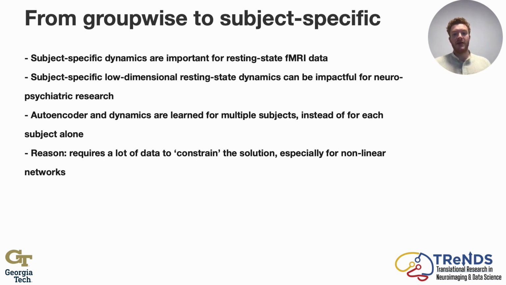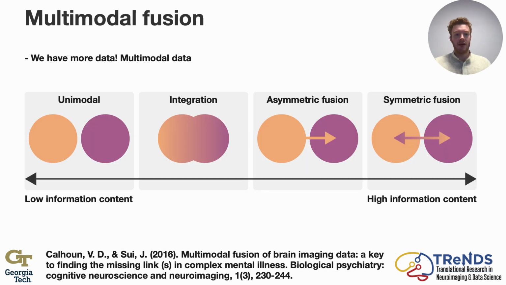One important way we think we can learn subject-specific dynamics is to use multimodal data. To give a quick introduction into multimodal data fusion, there are 4 main approaches to using multimodal data. These approaches rank from using a minimal amount of information from the 2 modalities to using a large amount of information from the modalities. This is from left to right in our figure.